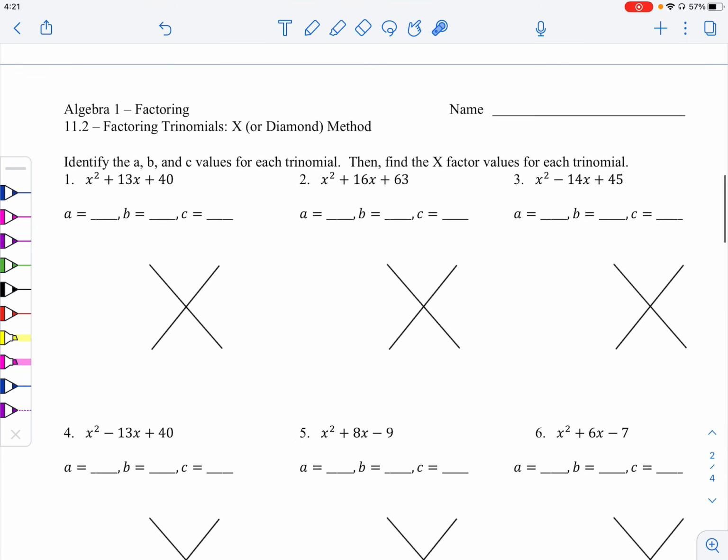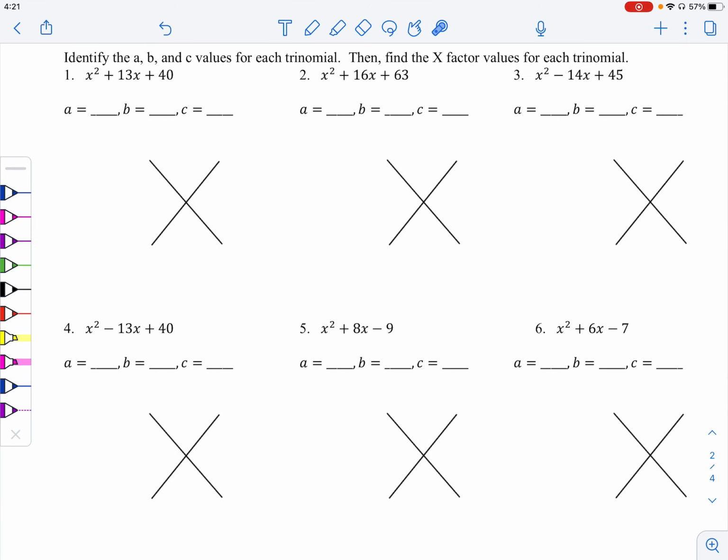Okay, let's go into just finding the a, b, c first. So the first one: a, what's in front? 1. So a is 1. b is 13. c is 40. Identify: 1, 13, 40. Then in the X, we're going to put what is a times c. a times c is 1 times 40. That's going to be 40 on the top. In the middle is your b, so that's 13.